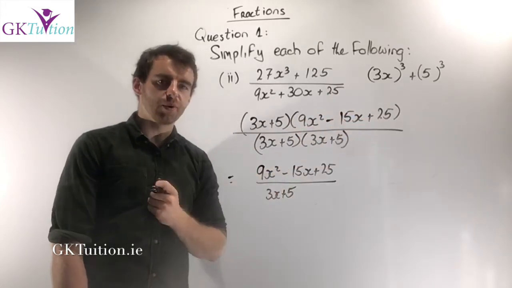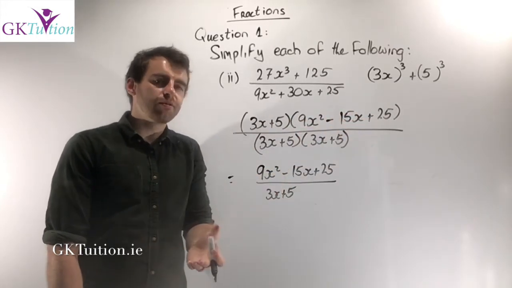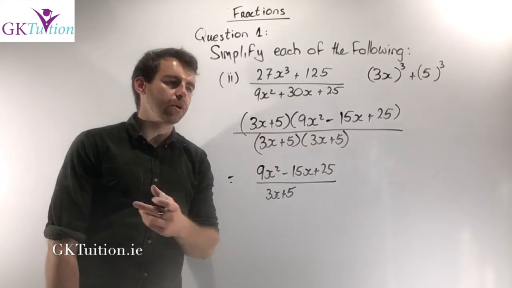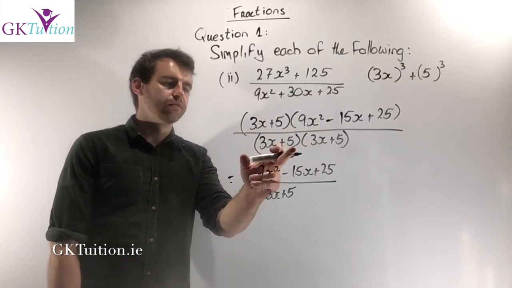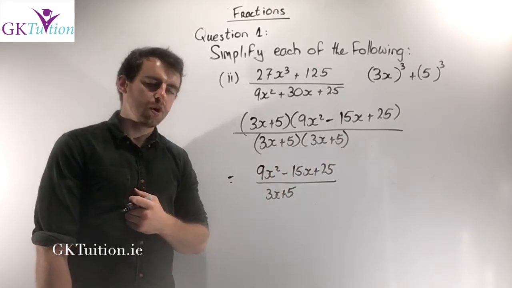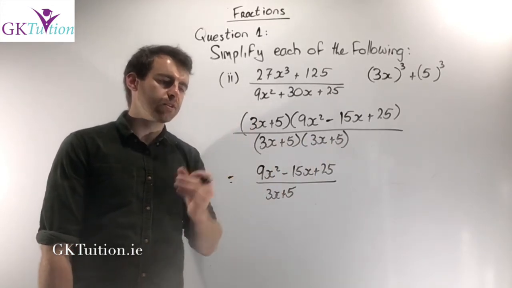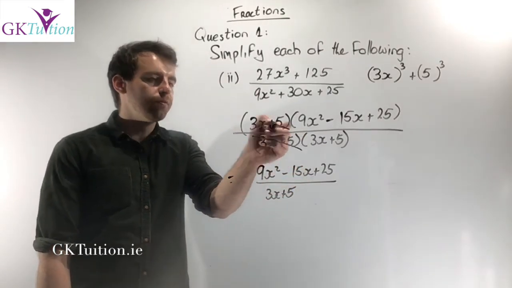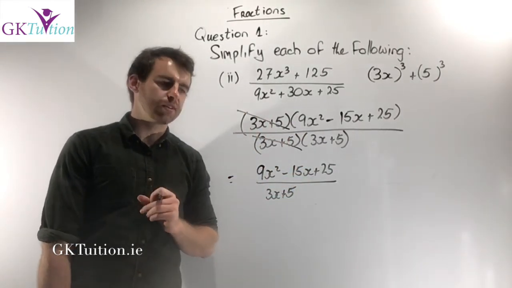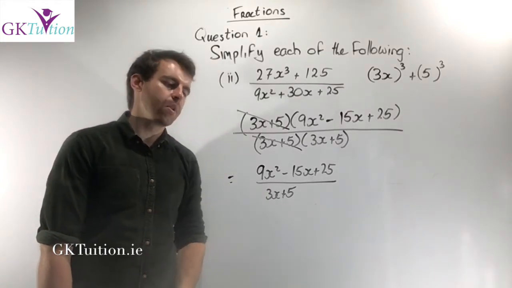minus 15x plus 25. The bottom of the fraction, we had an x squared, an x, and a number, which is simply a quadratic equation. If you factorise it, you get 3x plus 5 times 3x plus 5. Once you've factorised the top and factorised the bottom, you should realise that one of the 3x plus 5's on the bottom will divide into the 3x plus 5 on the top once. And your final answer is this.